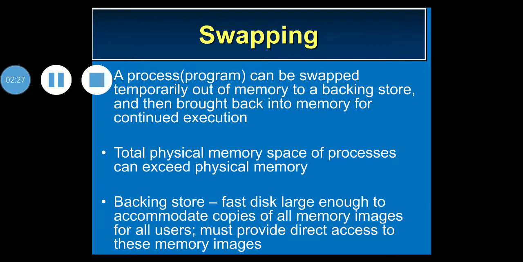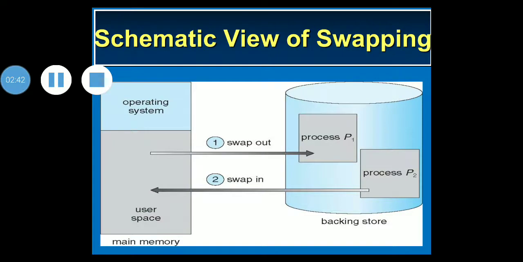What is backing store? These are the fast disks large enough to accommodate copies of all the memory images for all the users. It must provide direct access to these memory images. Now what is swapping? Whenever a program is to be executed, it is brought to the primary memory. Bringing the process from secondary memory to the primary memory is termed as swapped in, whereas transferring a process from primary memory to the backing store is termed as swapped out.